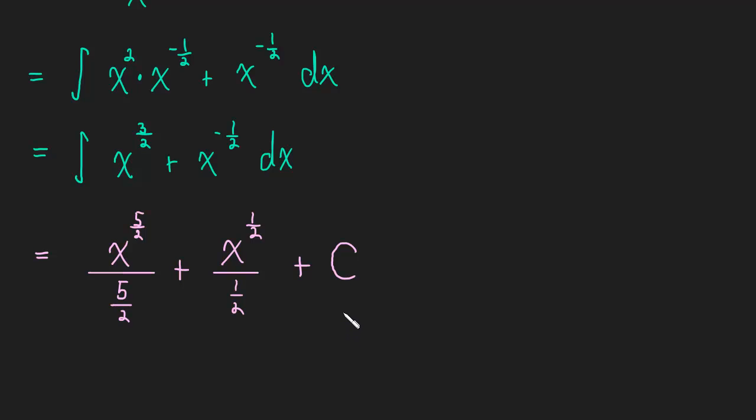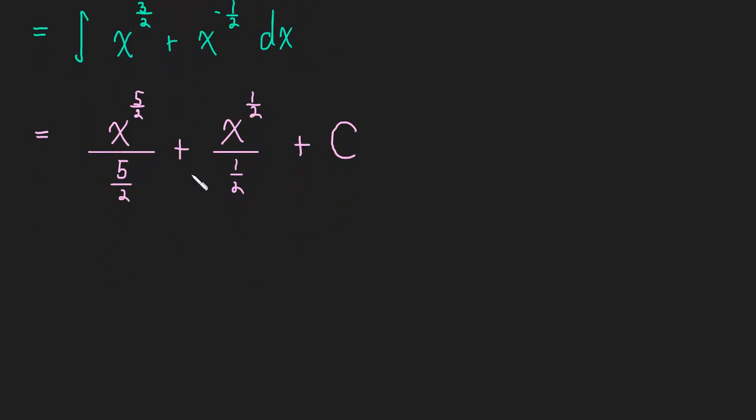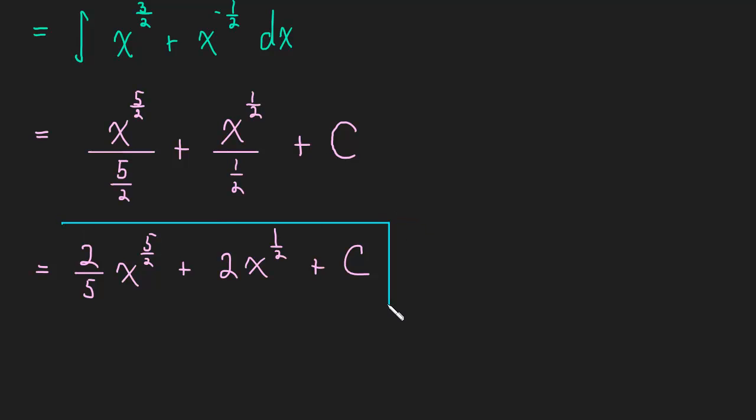We've found our antiderivative. In general, I like to take this at least one step further in terms of simplifying. And instead of writing this as dividing by a fraction, I want to write it as multiplying by the reciprocal. So I'm going to write this as 2/5 times x to the 5/2 plus 2 times x to the 1/2 plus c. And now, to me, this is a satisfactory answer in terms of simplifying the answer.